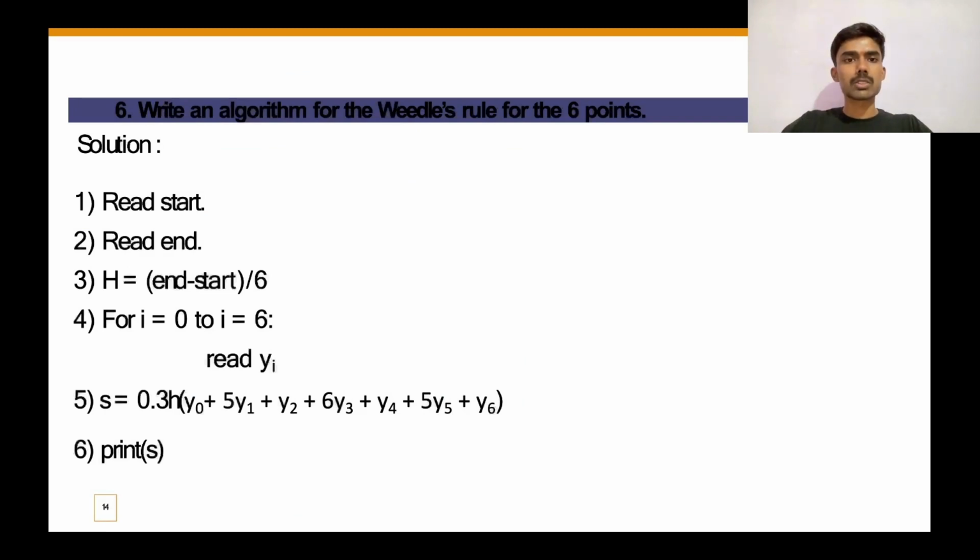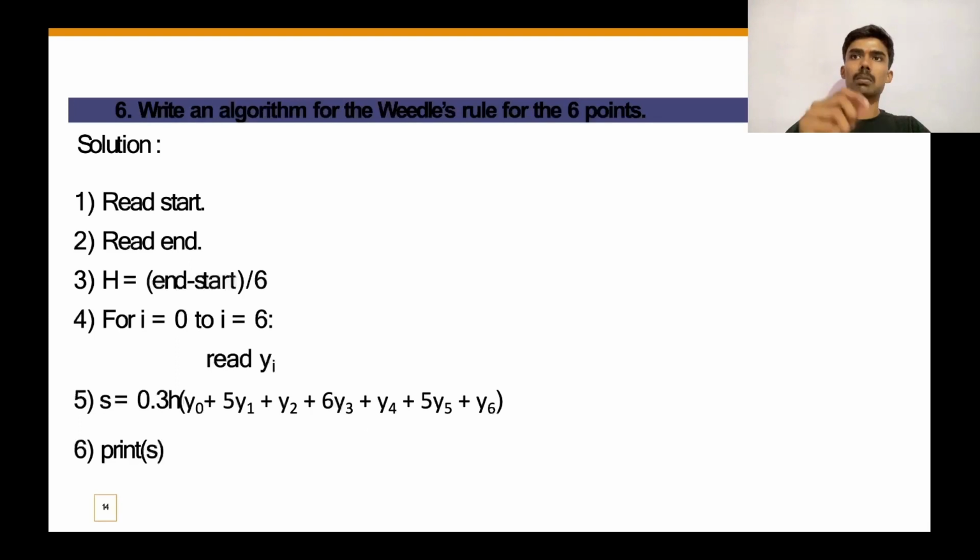Now for the next question, we are required to write an algorithm for Weddle's rule for 6 points. This is comparatively an easier one because it is quite small compared to the other questions. Here we are to read start, which is the lower limit, and read end, which is the upper limit. And the value of h is basically upper limit minus lower limit by 6.